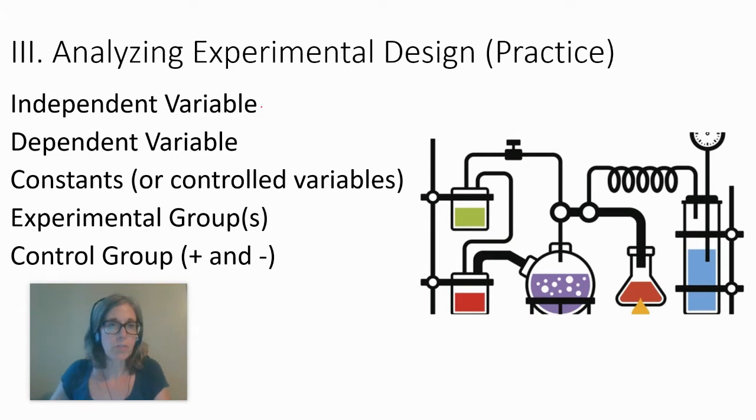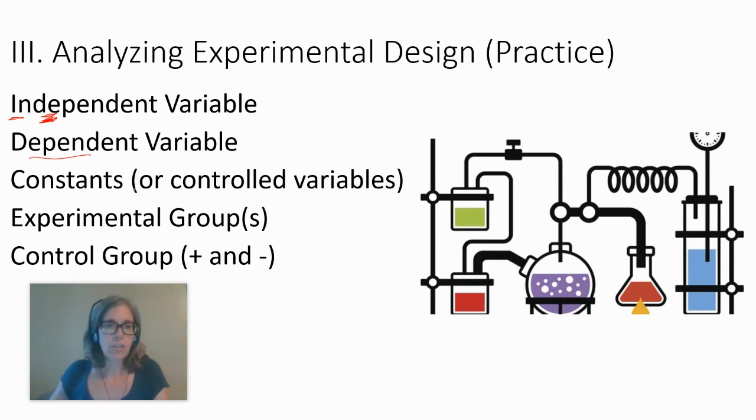Independent variable is what I decide. So if I'm the experimenter, I decide what I want to do, and this is what I set up. So this is what I know before I even start the experiment. The dependent variable is what you measure, so it's the results really of the experiment.